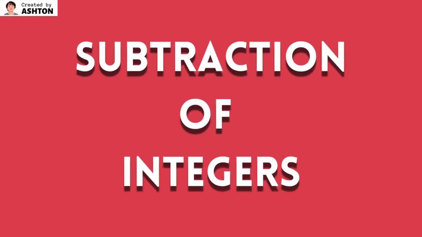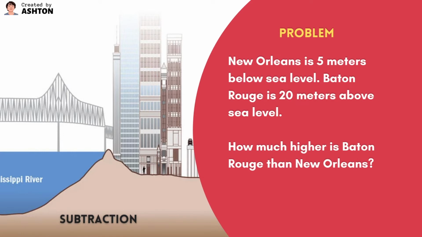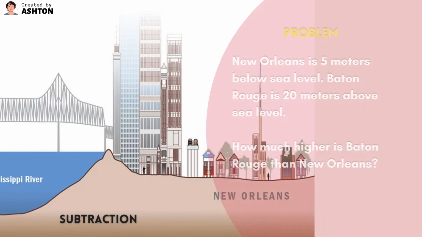Subtraction of integers. New Orleans is 5 meters below sea level. Baton Rouge is 20 meters above sea level. How much higher is Baton Rouge than New Orleans?